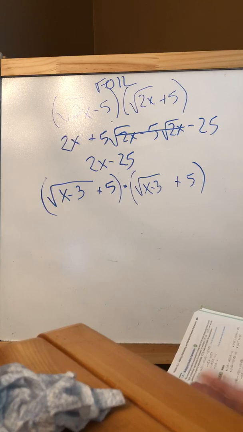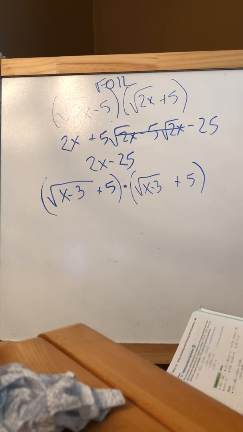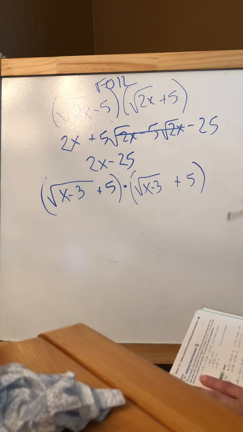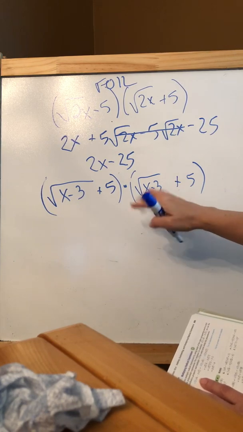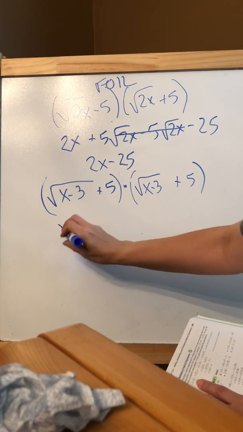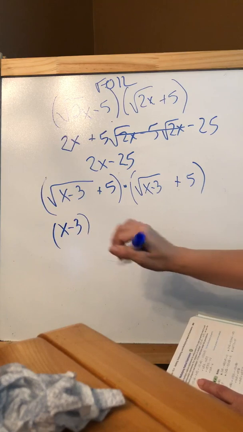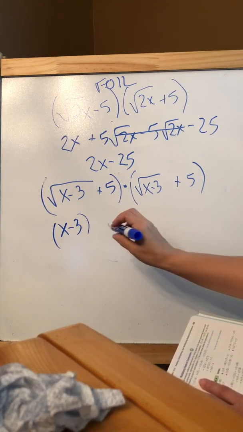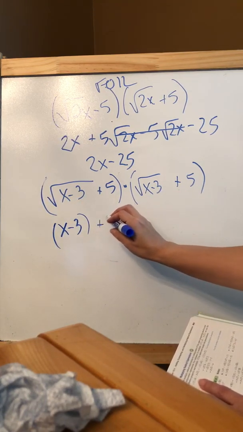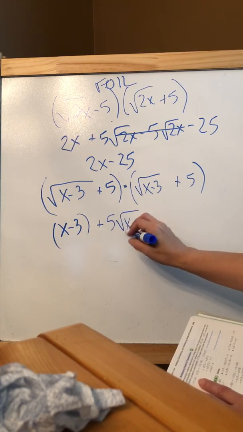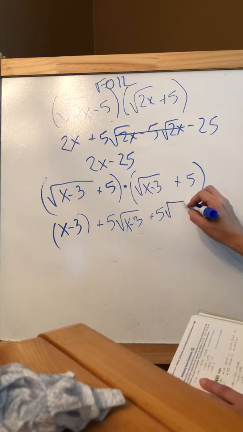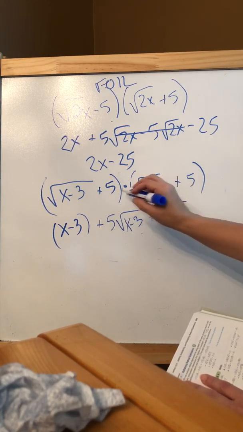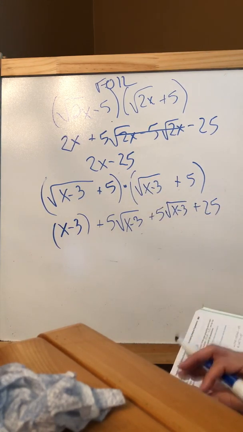Now we're going to FOIL it. All right, first, outside, inside, last. All right, so we're squaring the square root of x minus 3. So that cancels out. So we have x minus 3. Our outside is going to be 5 times the square root of x minus 3, and our inside is going to be 5 times the square root of x minus 3, and our last is going to be 25.